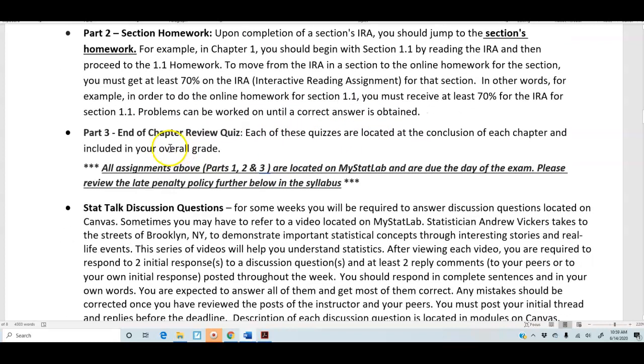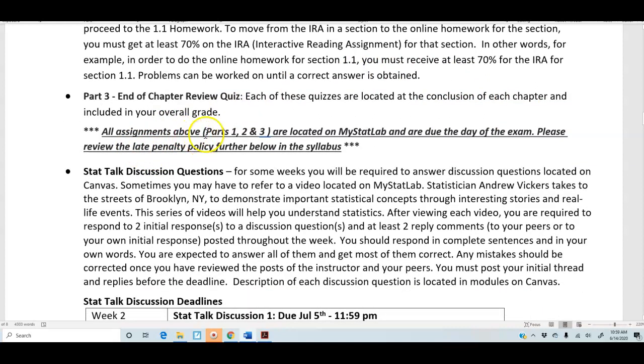Part 3. The end of chapter review quiz. Each of these quizzes is located at the conclusion of each chapter and included in your overall grade. So all assignments above, parts 1, 2, and 3, are located on MyStatLab and are due the day of the exam. Please review the late penalty policy further below in the syllabus.